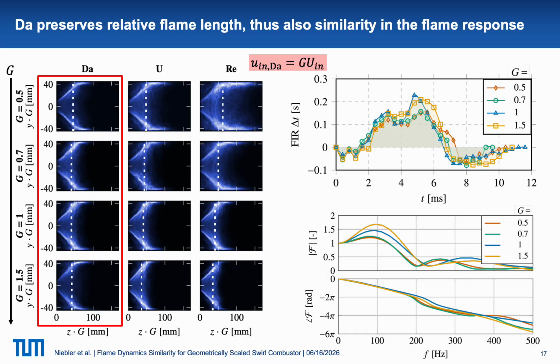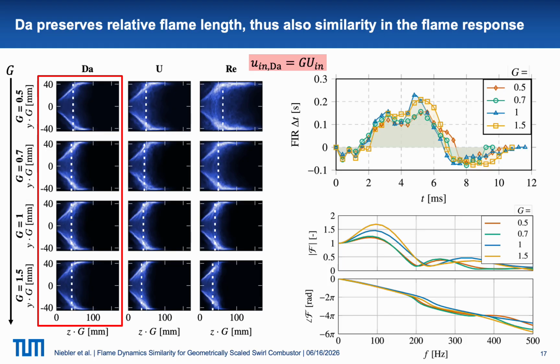Remember, the velocity is adapted according to our geometry, and thus scales with our scaling factor g. We directly see that the normalized flame length is very well preserved, and this transfers in our flame response to a perfect collapse of the impulse responses. So now all the peaks and troughs align. In the flame transfer function, this transfers to a perfect collapse of the phase, and also a very nice collapse of the peaks and troughs, so the location of the peaks and troughs in the gain curve.